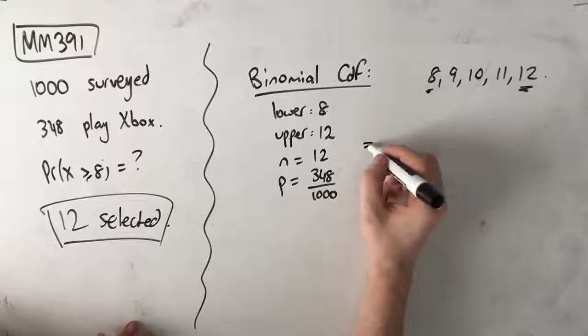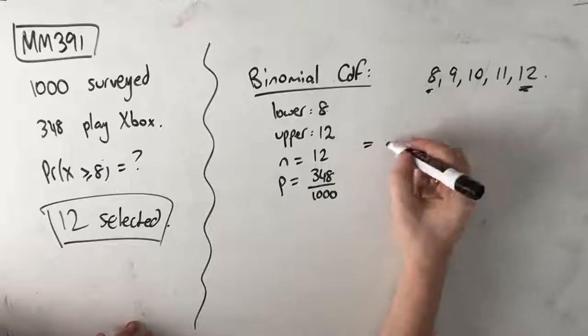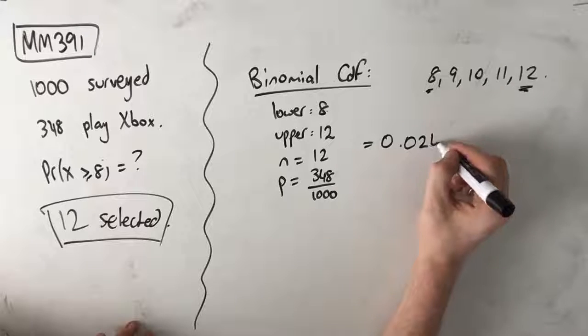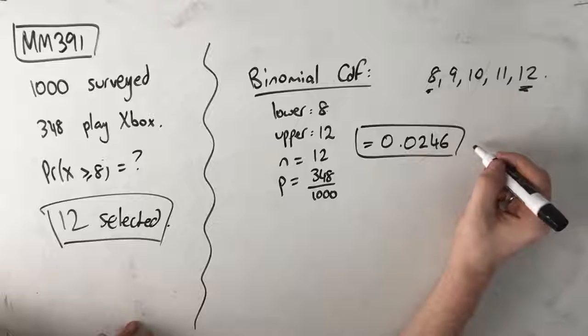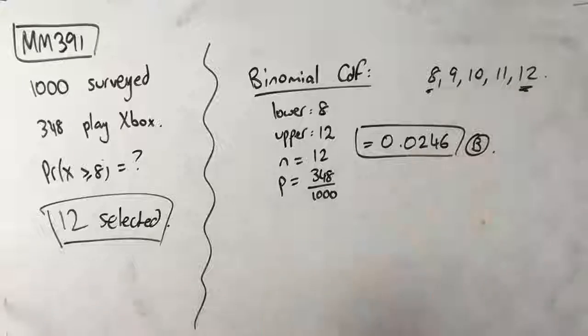So therefore, our lower is going to be 8, and our upper is going to be 12. Plugging this into your calculator and clicking enter, you will get 0.0246 as your answer, which is B. So B is our final answer for MM391, guys.